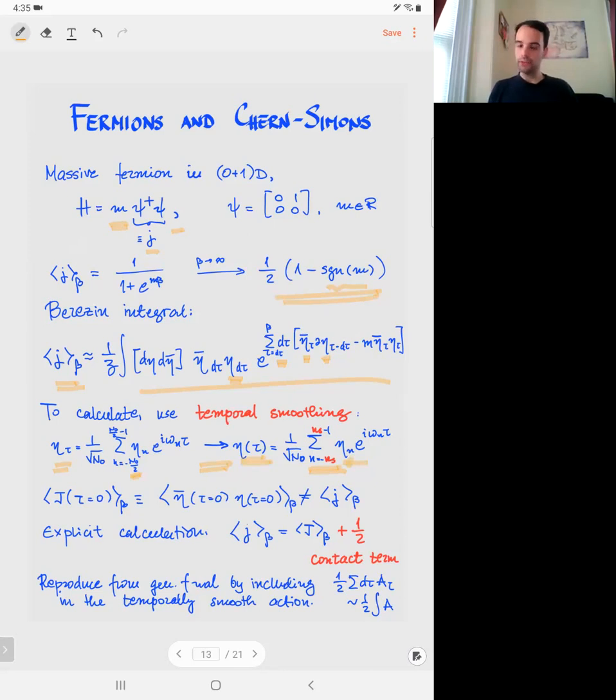And now I can say, okay, so I have essentially butchered this path integral. I have just replaced everything by these smoothed variables. I have no right to expect that this new path integral will actually give me the right answer, and it doesn't.